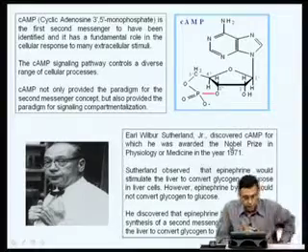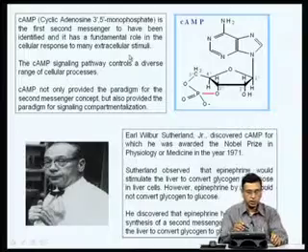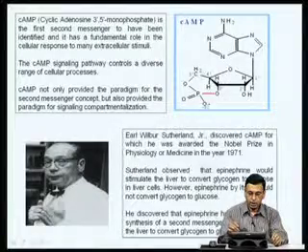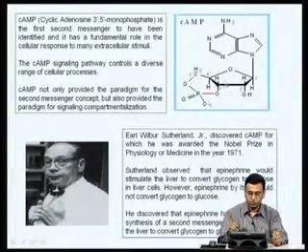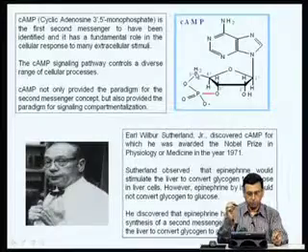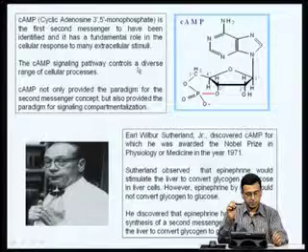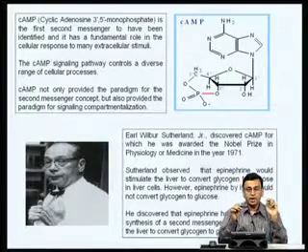Now, cyclic AMP is the first second messenger to have been identified, and it has a very fundamental role in cellular response to a number of extracellular stimuli. This is the structure of cyclic AMP which I have shown here. You can see it is a 3' 5' cyclic AMP, with the phosphate attached to the sugar by a 3' 5' phosphodiester bond, giving the 3' 5' cyclic adenosine monophosphate. Now, the cyclic AMP signaling pathway controls a number of cellular processes, and cyclic AMP not only provided the paradigm for the second messenger concept, but also provided the paradigm for signaling compartmentalization.